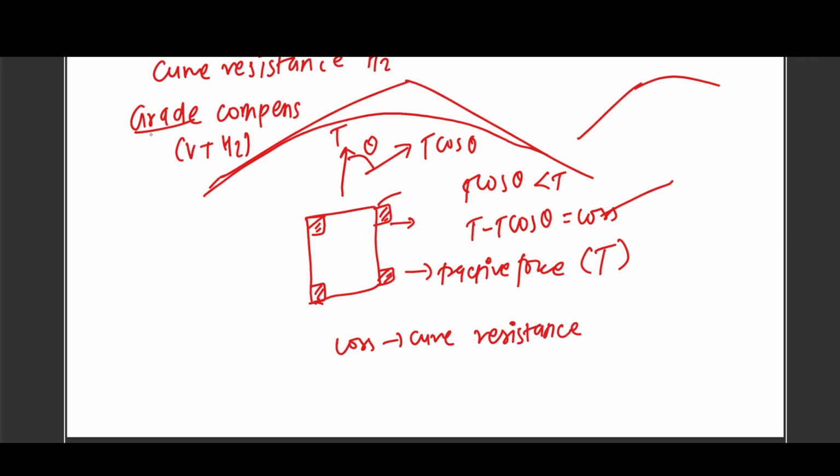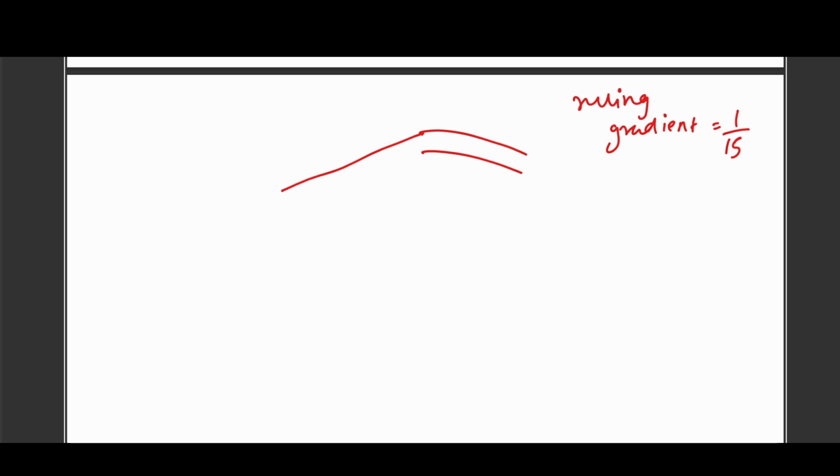Okay. So let us go into another portion, that is grade compensation. So what is grade compensation? Basically, I even said that earlier, that I'm moving along the vertical gradient as well, and in the vertical gradient there is a curve as well. So we know that if the ruling gradient is given as, say, 1 by 15. Okay, 1 by 15 is very used. Let's say 1 by 50. Okay, assume it as 1 by 50.